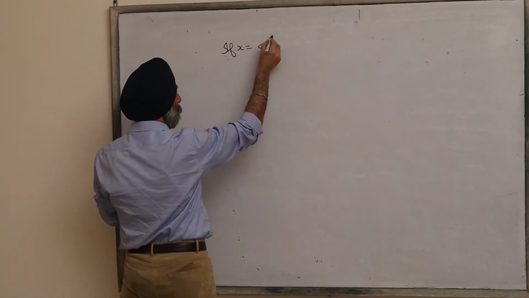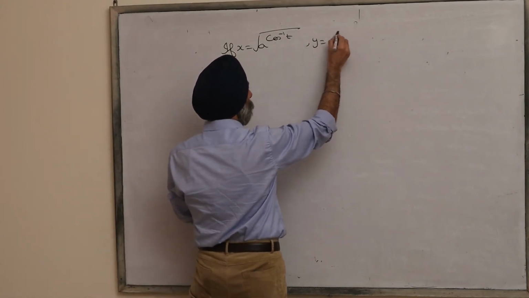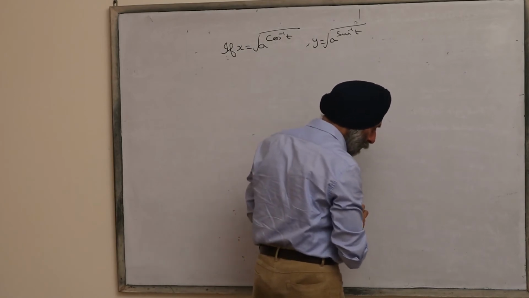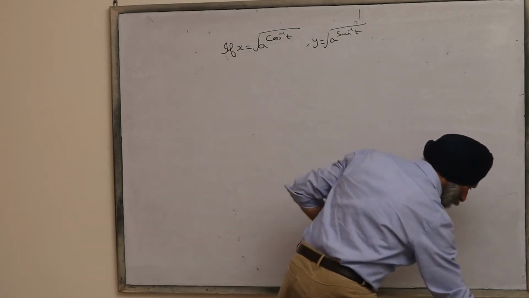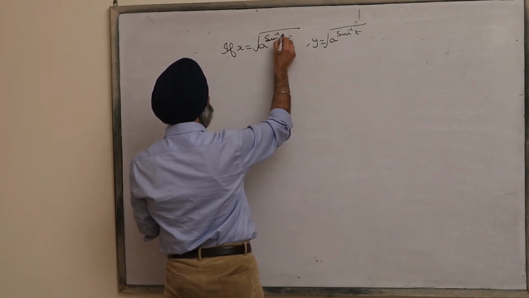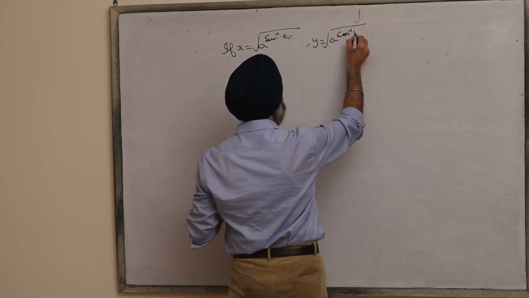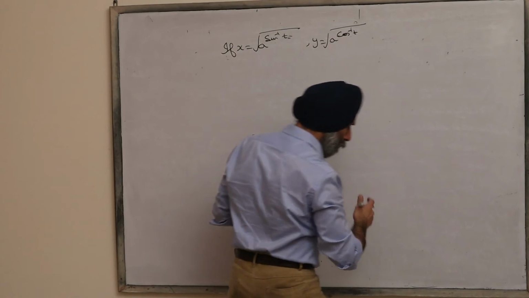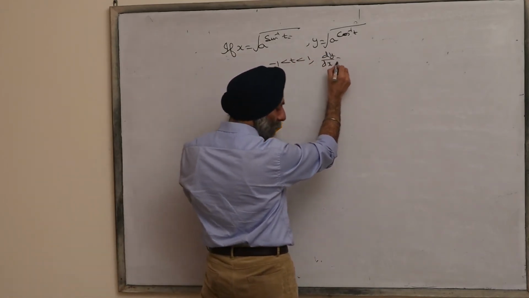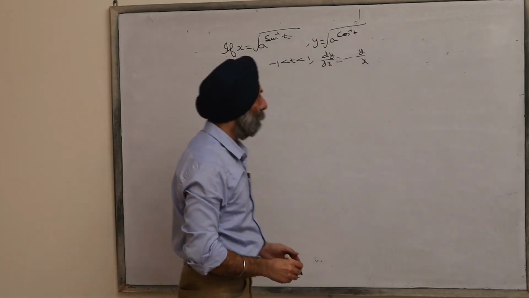Now next is, if x is equal to a raised to power cos inverse of t and its root, y is equal to a raised to power sin inverse of t and its root, it is x is equal to a raised to power sin inverse of t and y is equal to a raised to power cos inverse of t and its root, where t belongs to -1 to 1, then what we have to prove here is that dy over dx is equal to minus y over x.